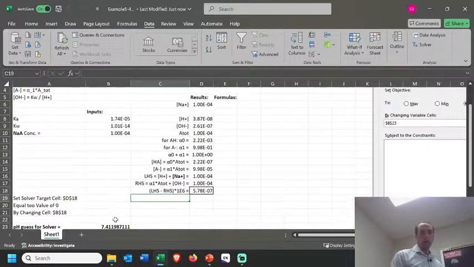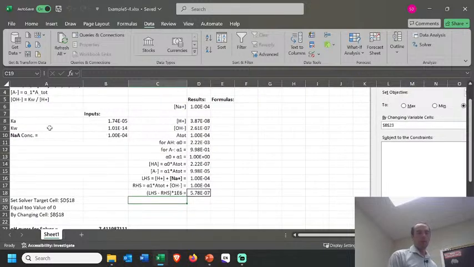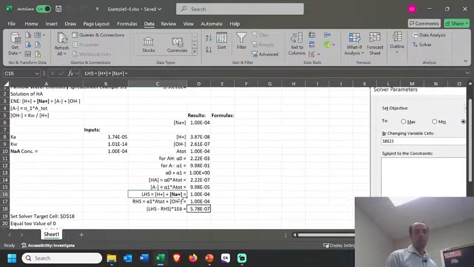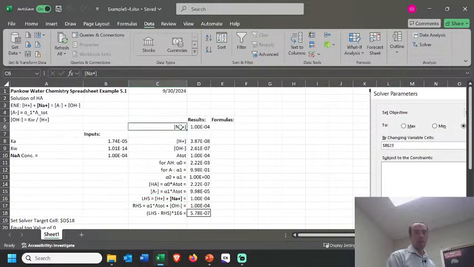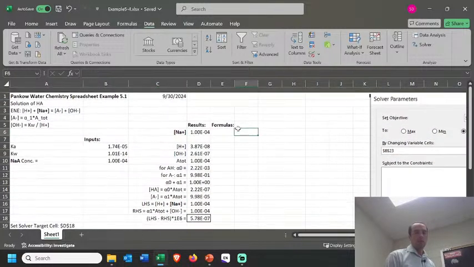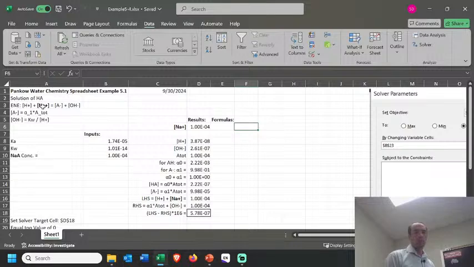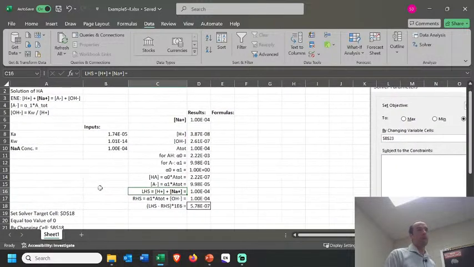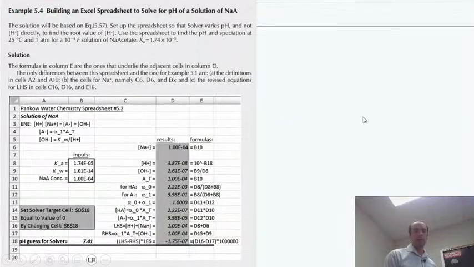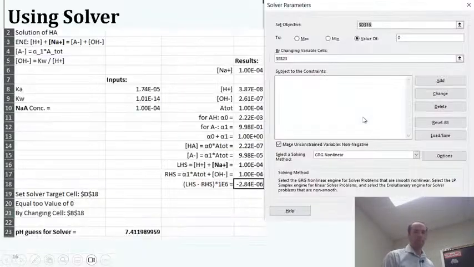So there's not a whole lot to say here. I did put in bold the differences. So the sodium NaA concentration, we're adding the NaA here. And of course we have this one as well. So there's a few updates to what the equation looks like, but overall it's almost the same. Okay, so just wanted to note that, and that's what we see here.